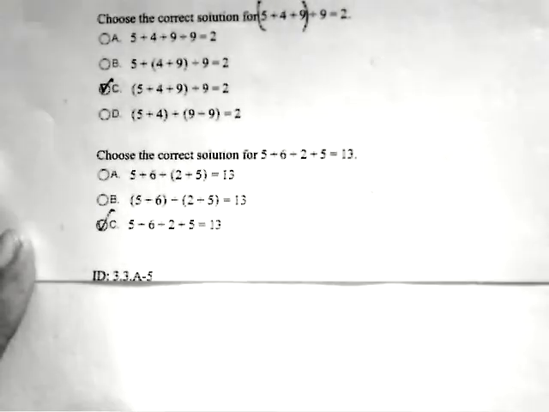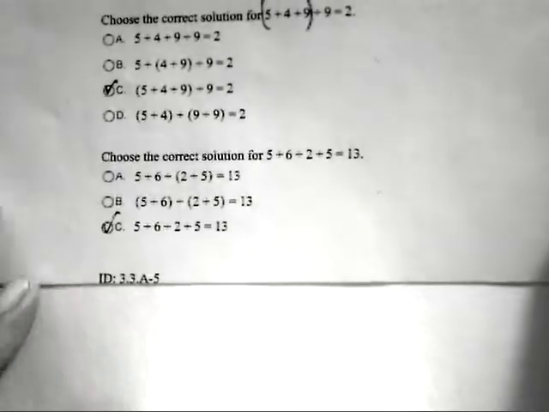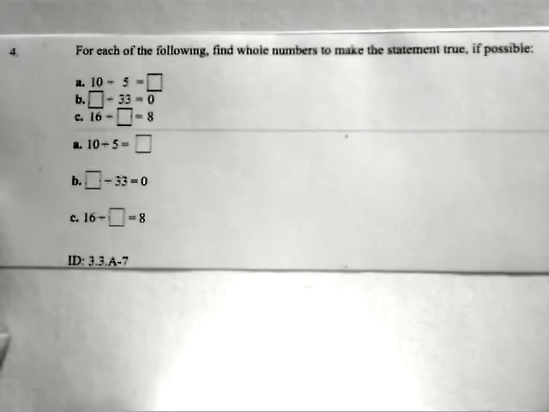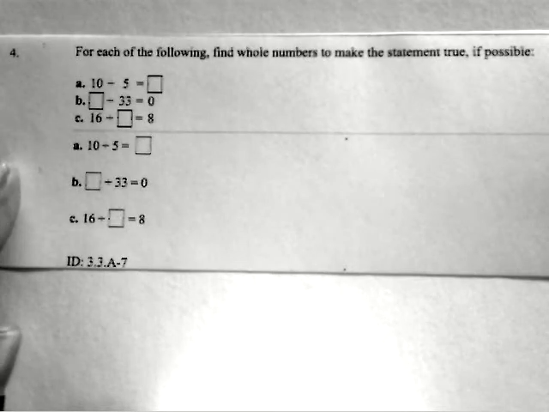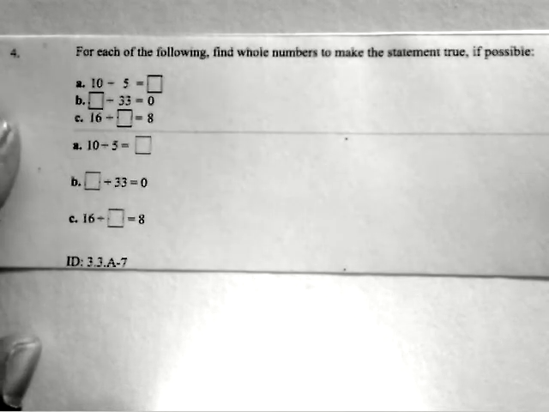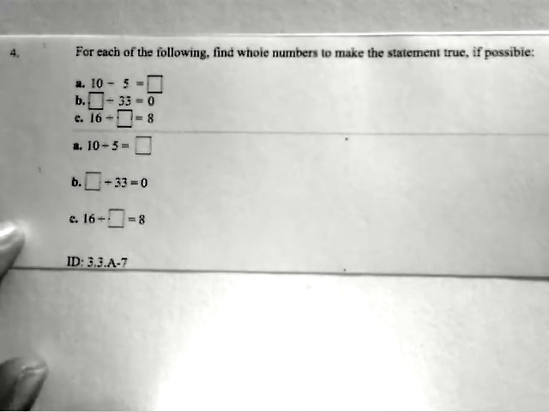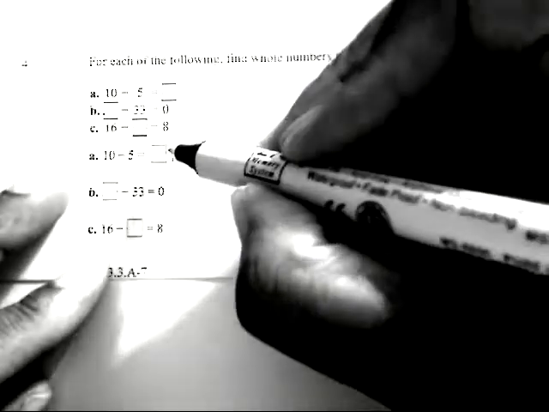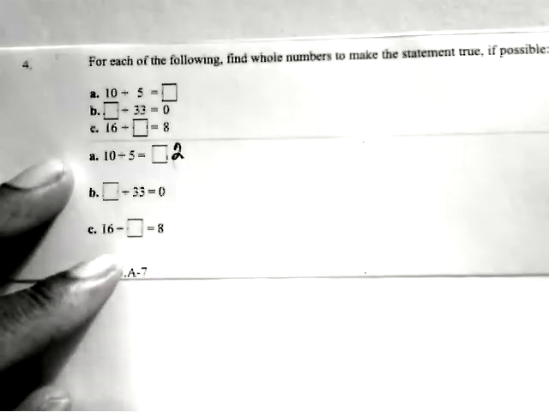Okay. So here there are some situations where you may need parentheses, others you might not. Okay, now let's look at the next problem. For each of the following, find whole numbers to make the statement true if possible. In part A, you've got 10 divided by 5, which means 5 times some number will have to give you 10. That's going to be 2.